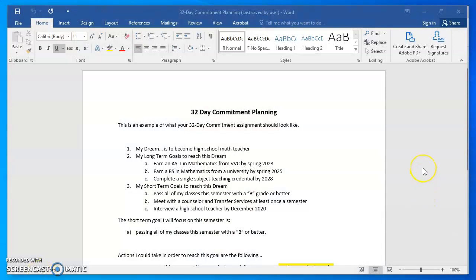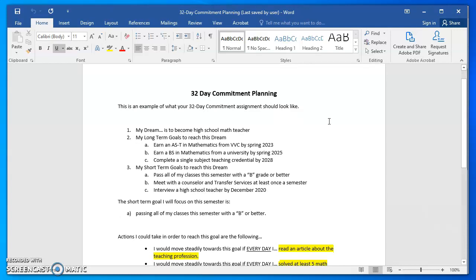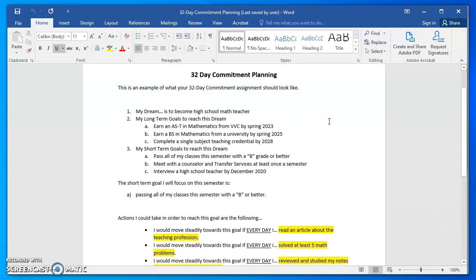So the first is the 32-day commitment planning file. This file is something that you can open up and just type right into it. You don't have to recreate the file, and this is what it should look like. The first step is for you to really brainstorm and spend some time in self-reflection thinking about your big dream. What is it that you expect to achieve and accomplish in your lifetime? For this example, this student has written that their big dream is to become a high school math teacher.